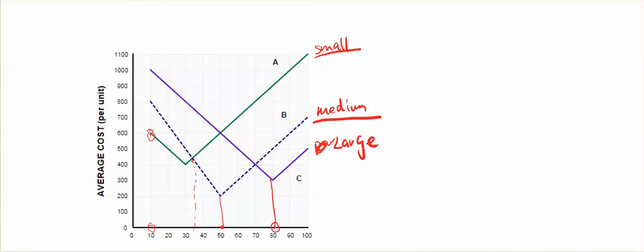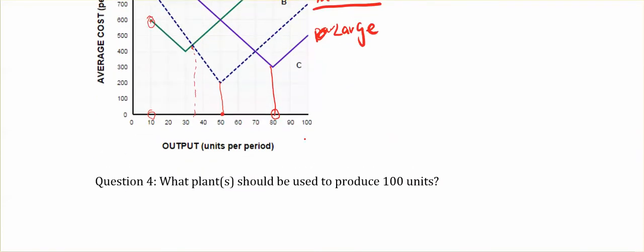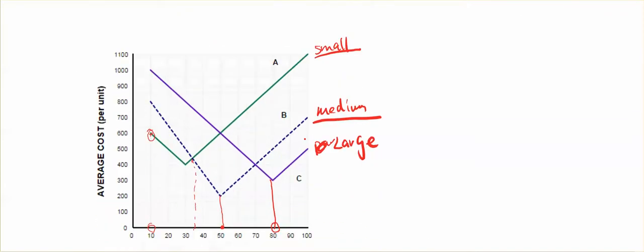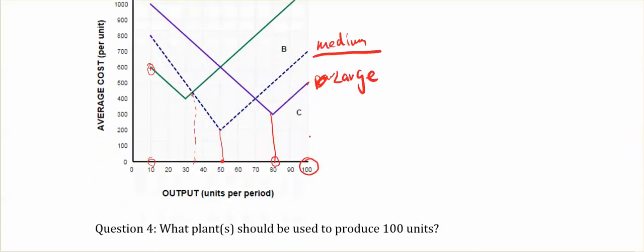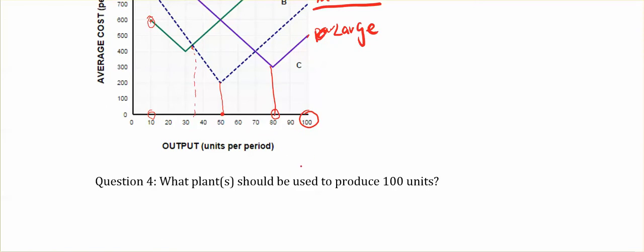So now let's look at the question here. It asks what plants should be used to produce 100 units. The 100 units is our last possible output. Before you think carefully, you will probably think, maybe I want to choose the large firm because it has the lowest average total cost. However, if you look at the question carefully, it asks what plants. So it means you can use a combination.